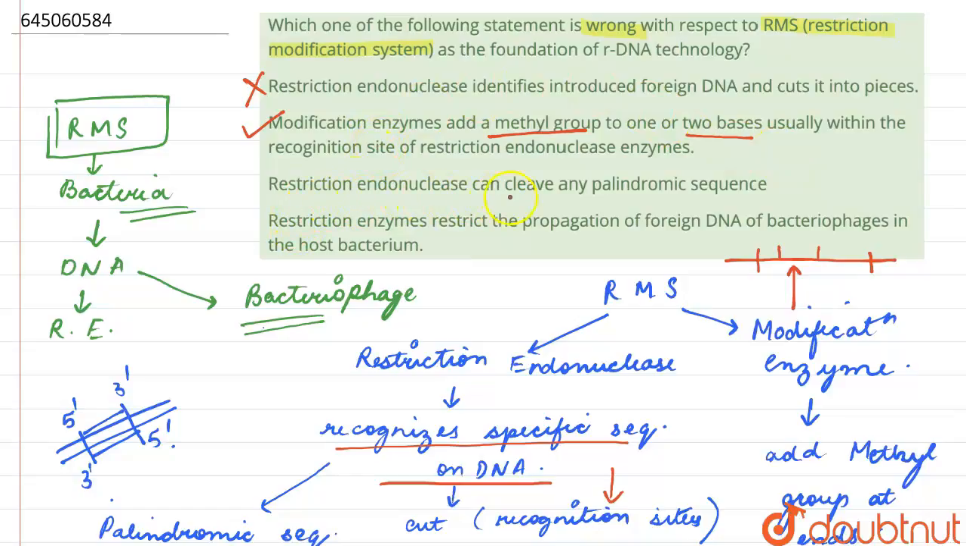Then, restriction endonuclease can cleave any palindromic sequence. We have again seen here that restriction endonuclease can cut the palindromic sequences, so this will also be correct. And the last one says restriction enzymes restrict the propagation of foreign DNA of bacteriophages in the host bacterium. This is the function of the restriction modification system, so this statement is also correct. The only wrong statement is option 1. That's the answer. Thank you.